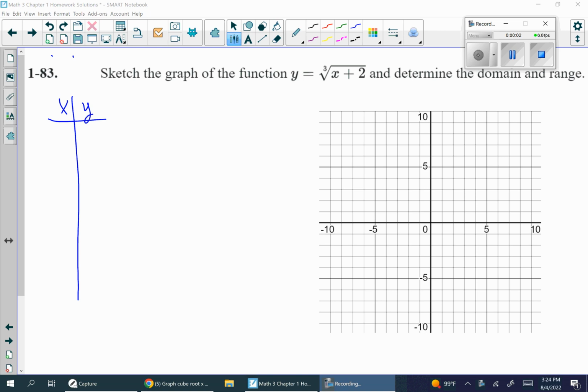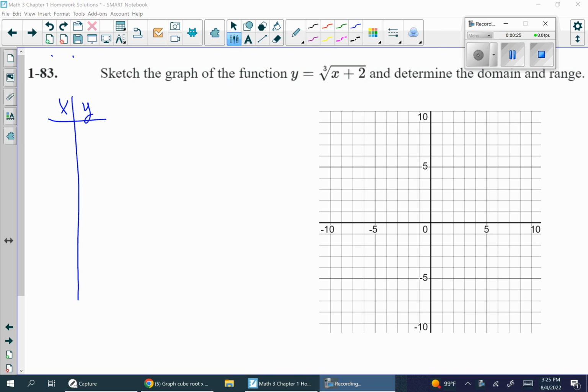This is CPM Math 3, Problem 1-83. We are being asked to graph the function y equals the cube root of x plus 2. And we're just going to use a table. There are other methods. There are some shortcuts that we do have available to us eventually, but we're just going to really think about inputs and outputs.